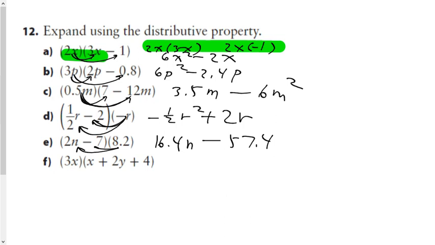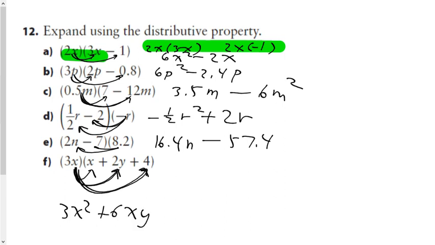And finally, the last one, hey, we have a trinomial for the first time. 1, 2, 3 terms in this polynomial. 3x times x will be 3x squared. 3x times 2y is positive 6xy. And 3x times positive 4 is a positive 12x. So the solution to that monomial times a trinomial will be 3x squared plus 6xy plus 12x.